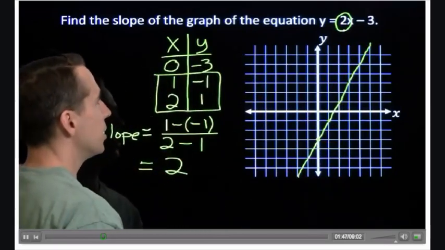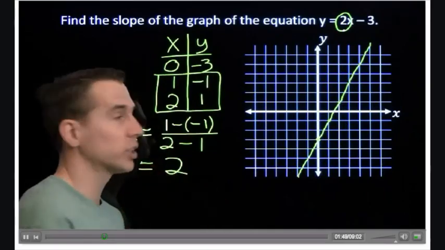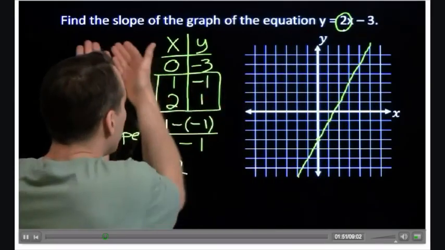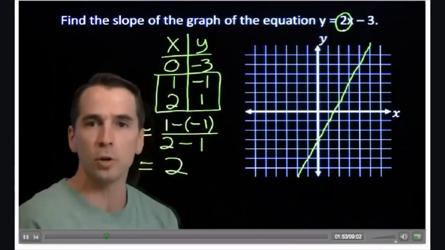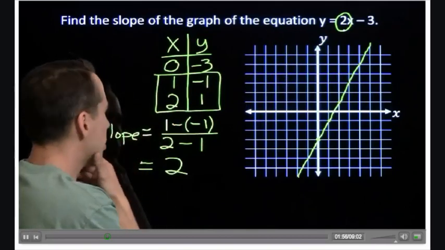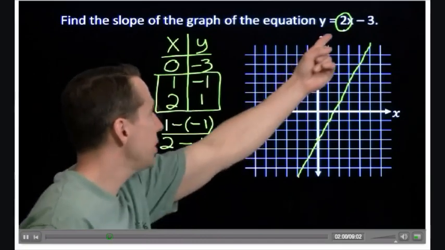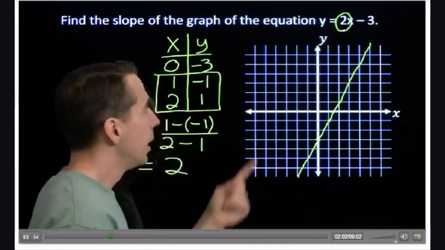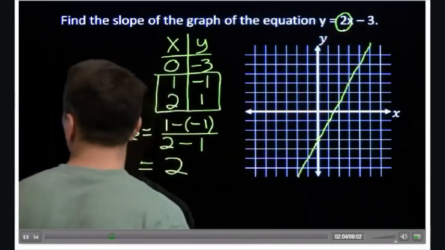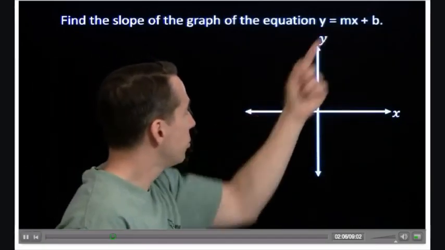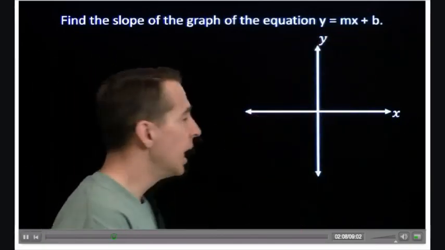Maybe that's just a coincidence, but it would be awesome if those two always came out to be the same, because then you could just look at this equation and go, hey, there's the slope, it's 2. But how can we make sure this will always work out? We can test that it'll always work out by replacing this 2 with a letter. I'm going to replace that minus 3 with a letter as well. I'm going to replace the 2 with the m, the minus 3 with the plus b.